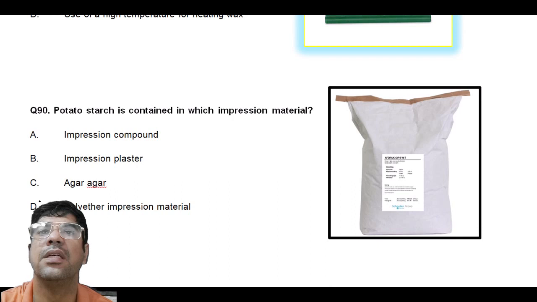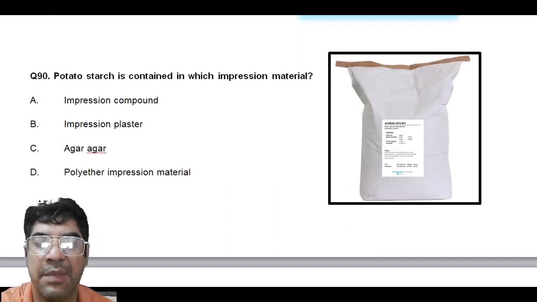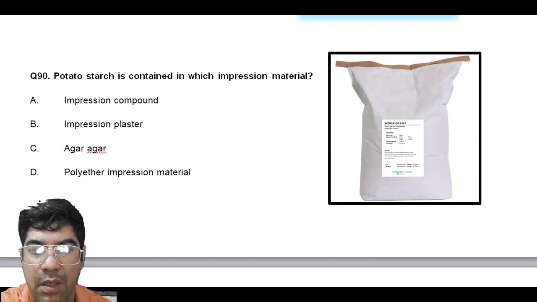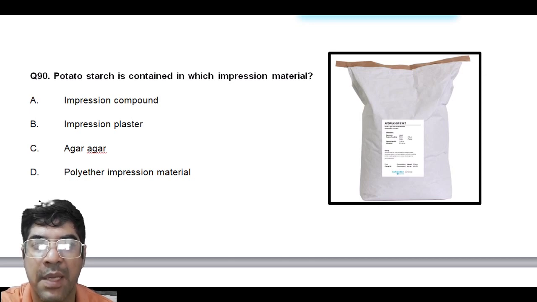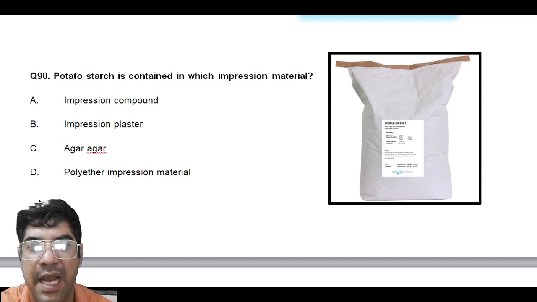Potato starch is contained in which impression material? It is contained in impression plaster. While removing the impression from the cast, the impression and cast are placed in water, and the heated starch swells and the impression material disintegrates.